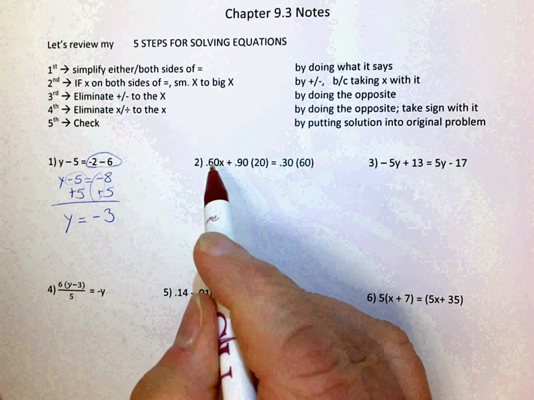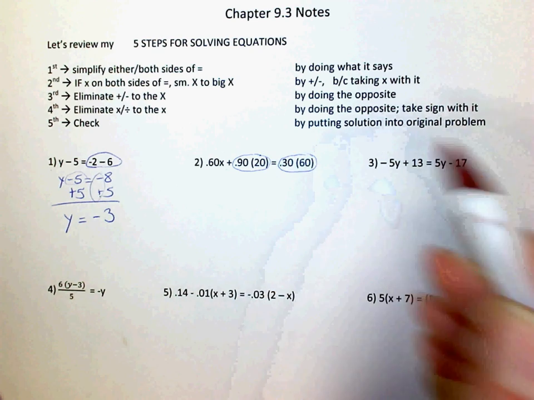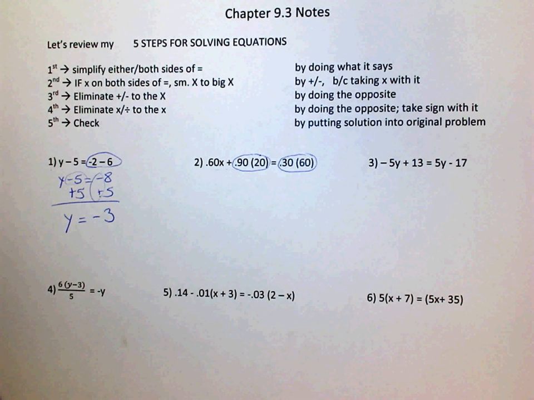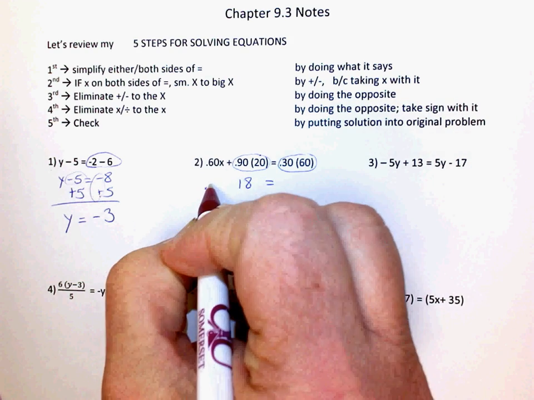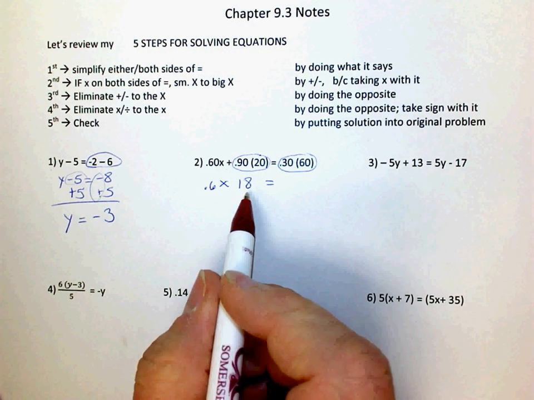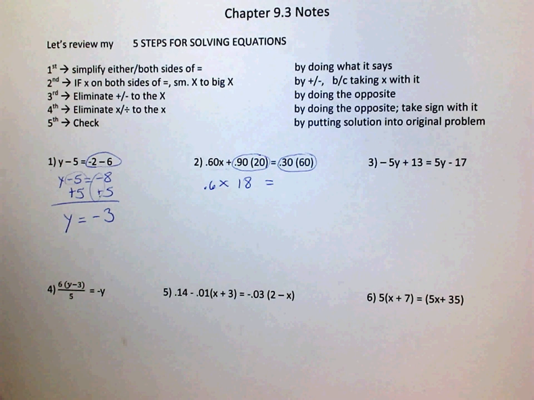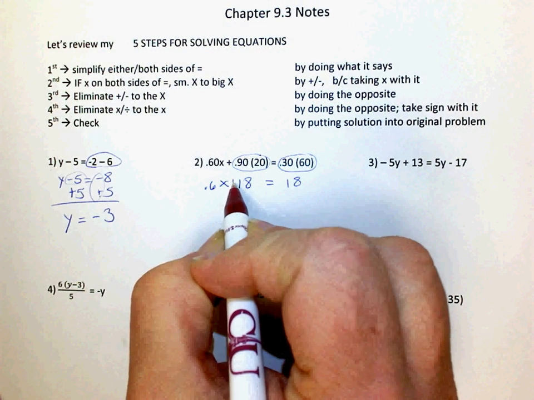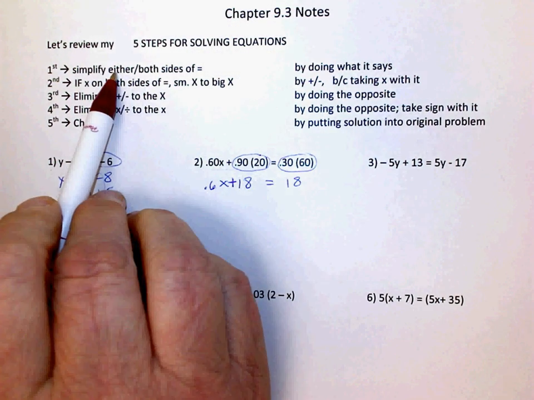Now on this problem here, I would simplify these first before you do anything. And if you take 0.9 times 20, that gives you 18. So 0.6x, notice I dropped the 0 because I don't need it anymore. Now 0.3 times 60 also gives you 18. Whoops, and there's a plus in the middle here. Okay, so I simplified both sides of equals.